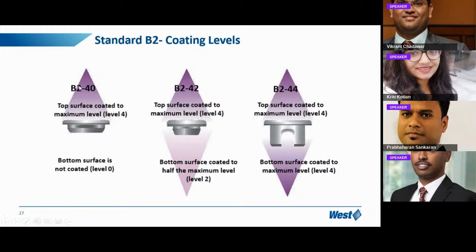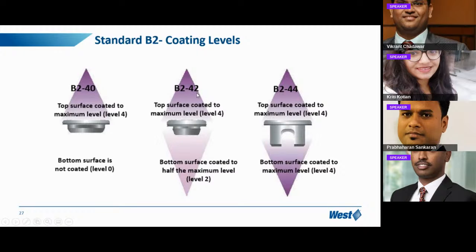So one is B2 coating with 4 and 0. So 4 meaning there is a coating applied on the top of the stopper, and on the bottom you will not have any coating. So bottom surface not coated, so level 0. So it is not 4 for T, it is level 4 on top and level 0 on the bottom.